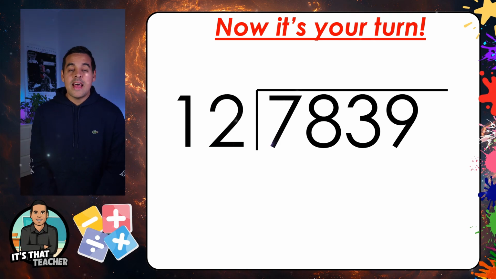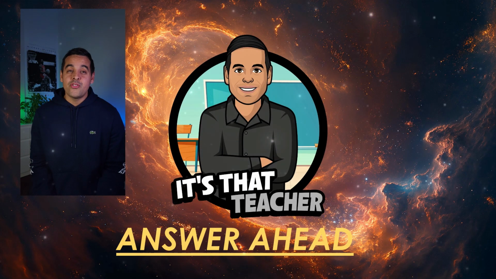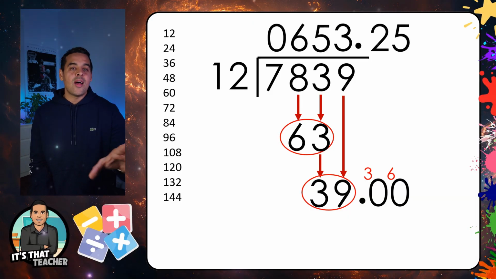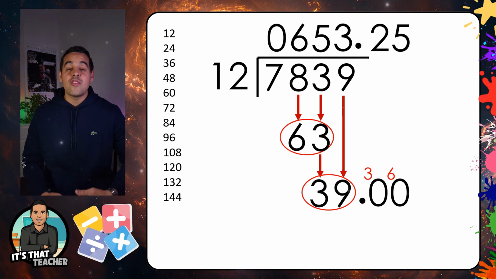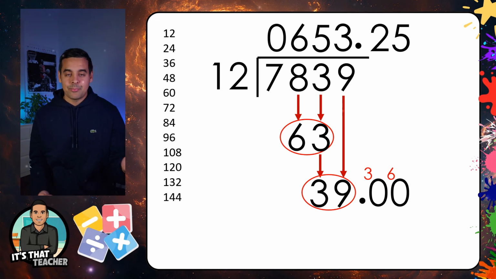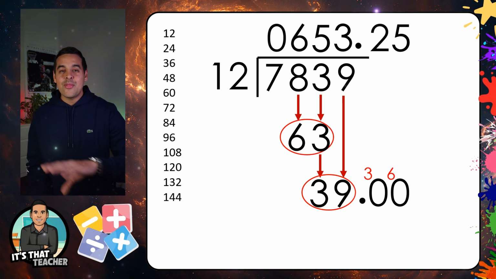Now, 7,839 divided by 12. Answers ahead, pause it here, get a piece of paper, practice it, and here's the answers. Like I said, I've shown you the working out so that you can follow it at home and cross-reference your work from the slides that you can see in front of you. So hopefully that has helped with your learning of long division. Like I said, next lesson is going to be more challenging, but we're going to cover it. We're going to get through it.